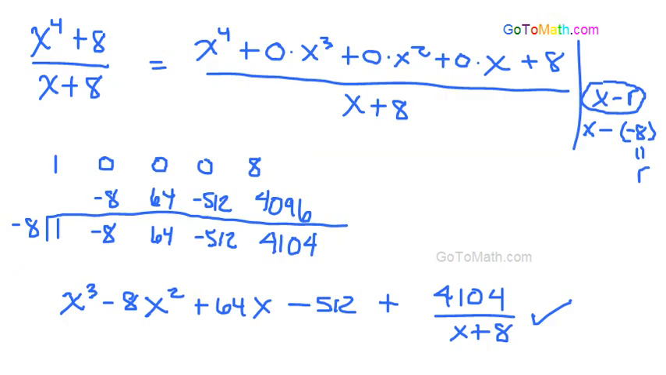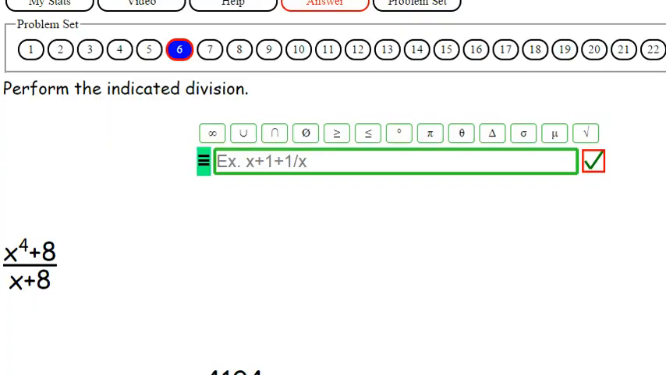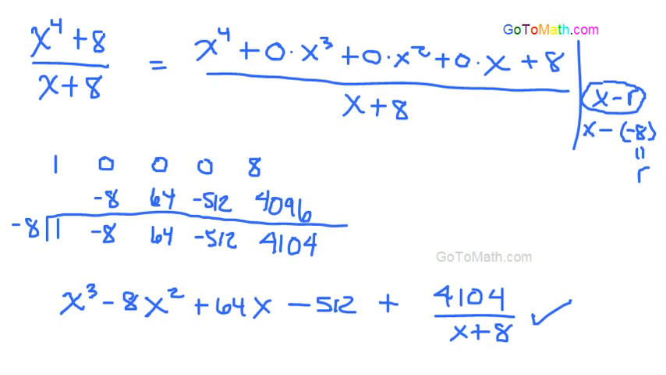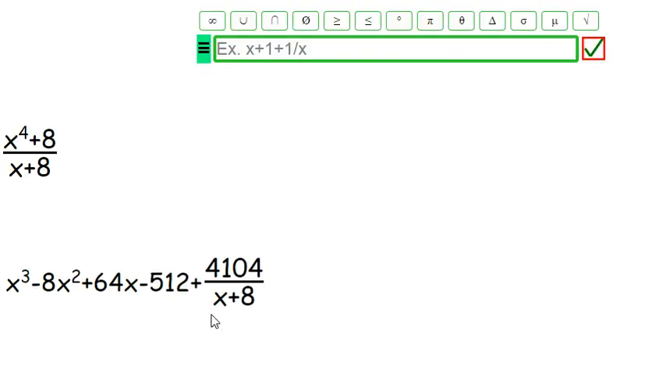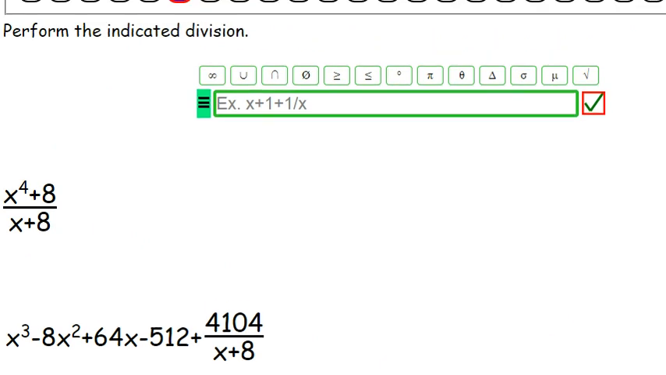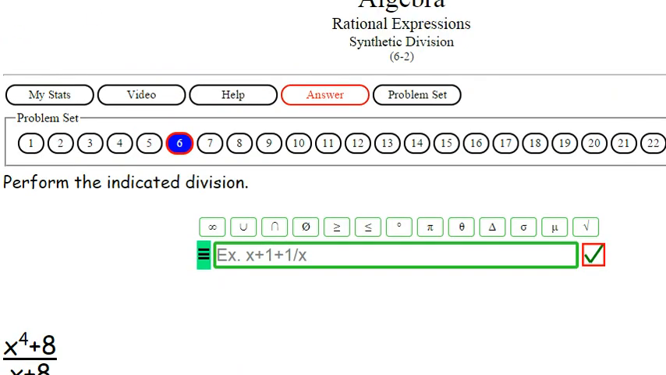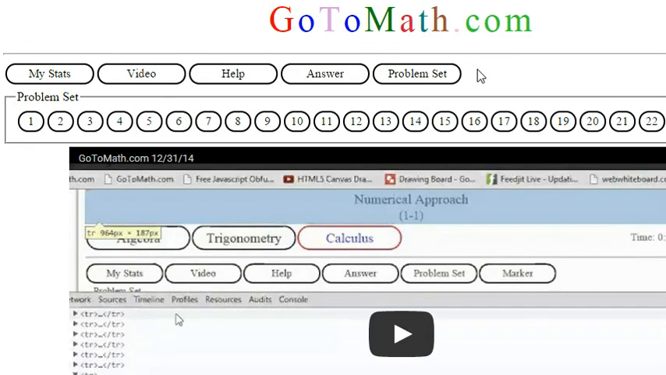We have x cubed minus 8x squared plus 64x minus 512, plus 4104. Sorry, I have to go back and forth like that on you, just making sure before I actually show the answer. So we're over here at gotomath.com. Get it worked out. See you in the next problem.